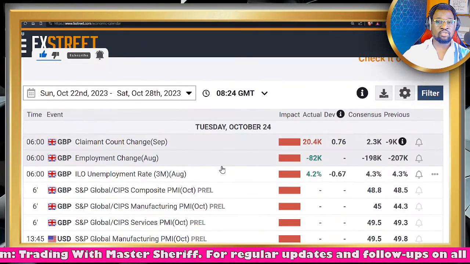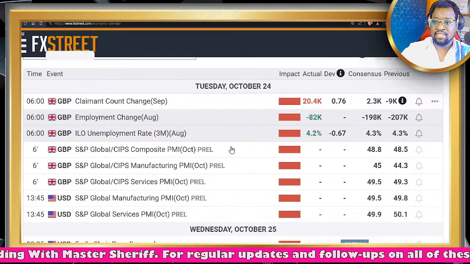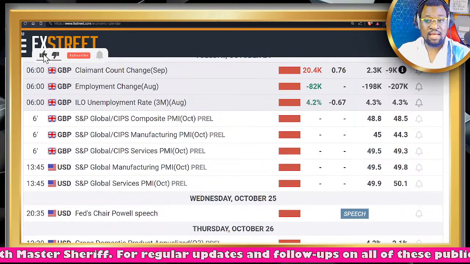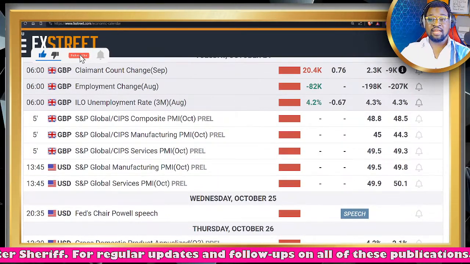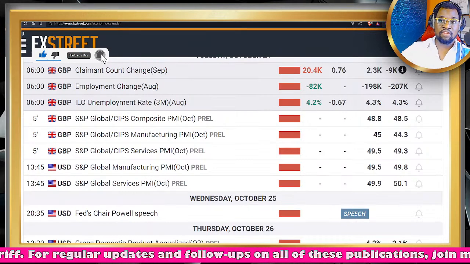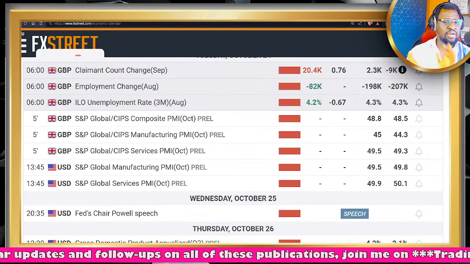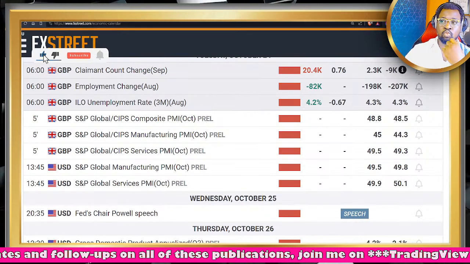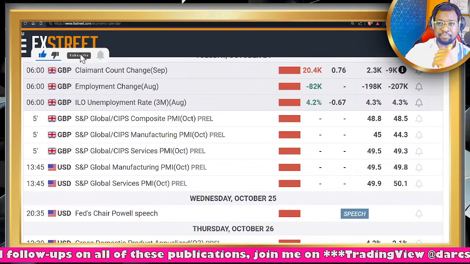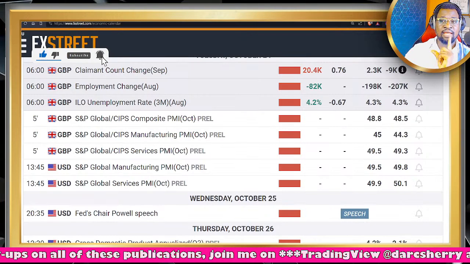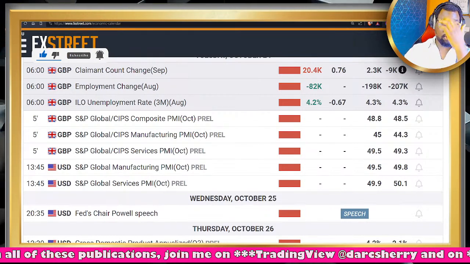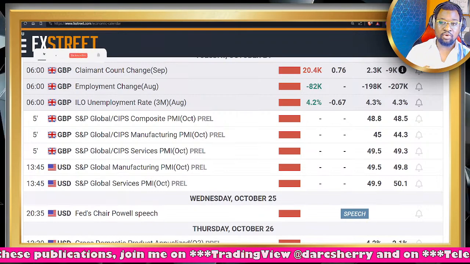So far today, Tuesday, October 24, you will see here that we have a series of high impact events that everyone in the market will be looking forward to. And in fact, during the early hours of today, about 3 hours ago, we were able to witness the claimant count change, the employment change, and the unemployment rate, all from the United Kingdom.